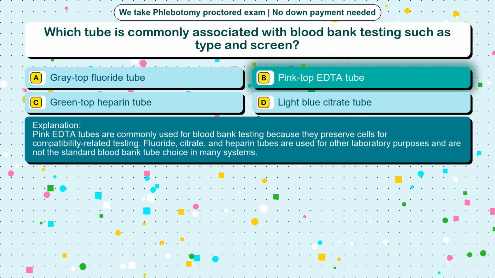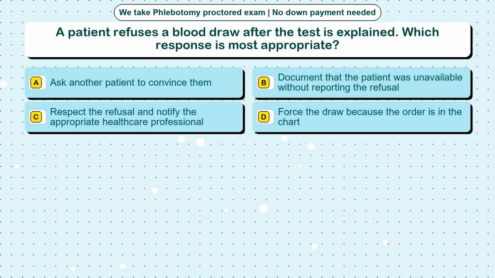Fluoride, citrate, and heparin tubes are used for other laboratory purposes and are not the standard blood bank tube choice in many systems. Question 82. A patient refuses a blood draw after the test is explained. Which response is most appropriate?